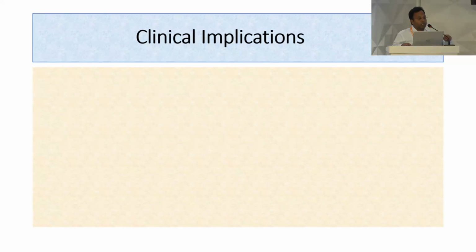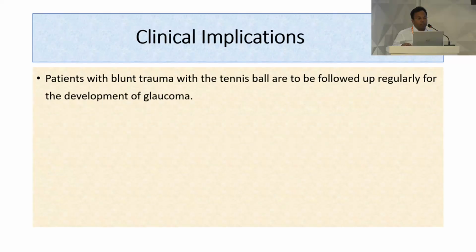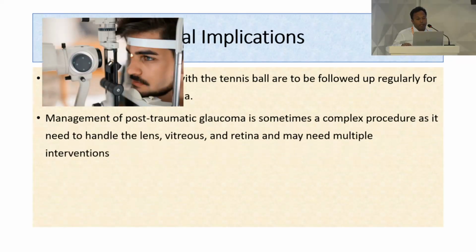The message is that nowadays people are mostly playing with the tennis ball. Patients with blunt trauma from a tennis ball are to be followed regularly for the development of glaucoma. Management of posttraumatic glaucoma due to the tennis ball is also a complex procedure, as it needs handling of lens, vitreous, and retina, and may need multiple interventions.